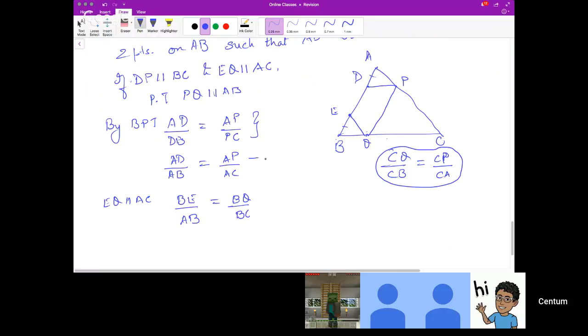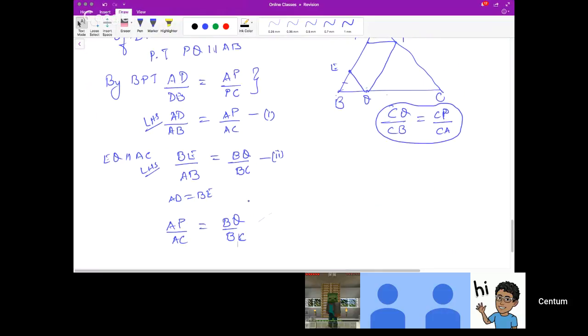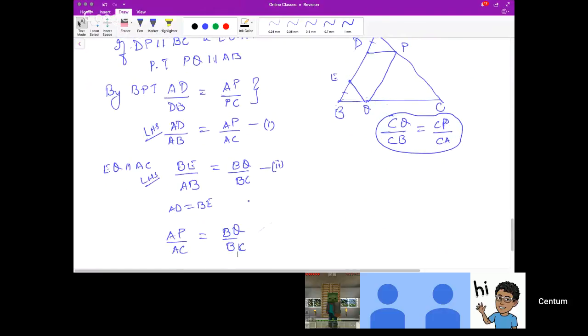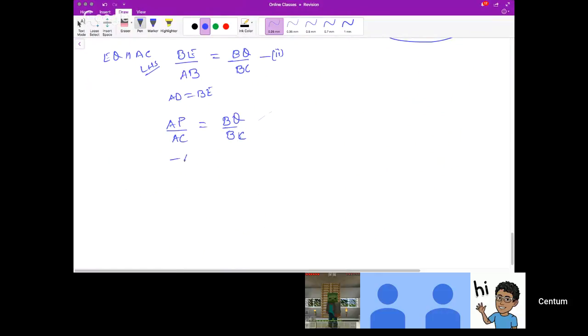So if you see this 1 and 2, the LHS are same. LHS of the first is AD upon AB, and LHS of the second equation is BE upon AB. And you know that AD is equal to BE, given. That means both the LHS are same, so I can equate the RHS and I get AP by AC is equal to BQ by BC. If I negate both of them, you will get minus AP by AC is equal to minus BQ by BC.